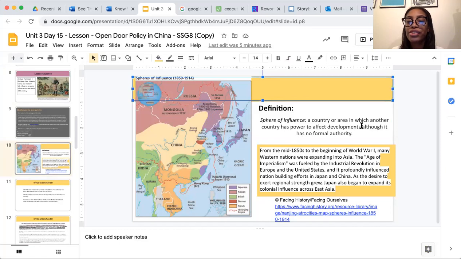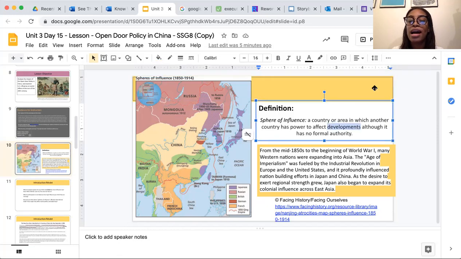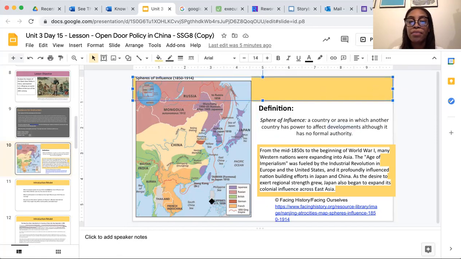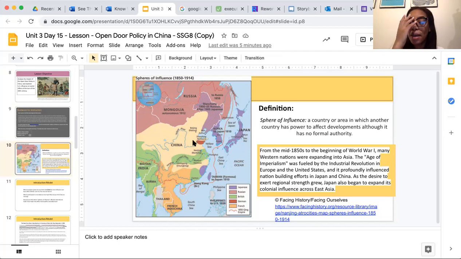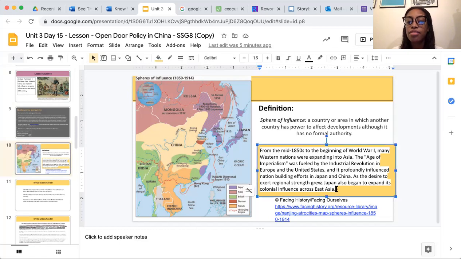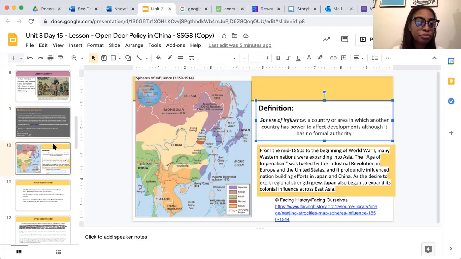It is a country or area in which another country has power to affect developments, although it has no formal authority. So, really, these people don't have political power, but they have economic power, right? So they're benefiting from China economically. And here you can read this with your students to kind of contextualize this even further, right?